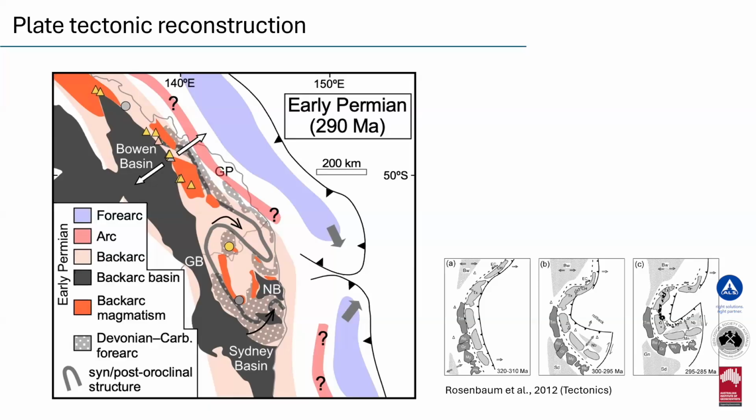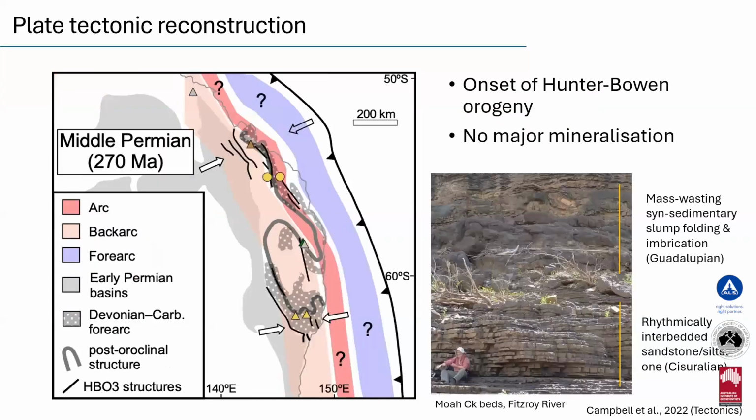The important thing as far as mineralization is concerned is that in the northern New England Orogen, we have this epithermal belt that is actually one of the most prospective belts in the whole of the New England Orogen. So the early Permian is important, particularly in the northern New England Orogen.